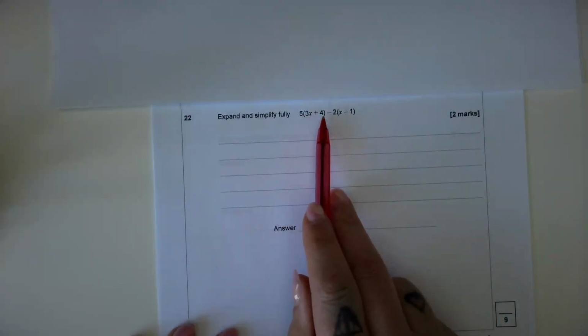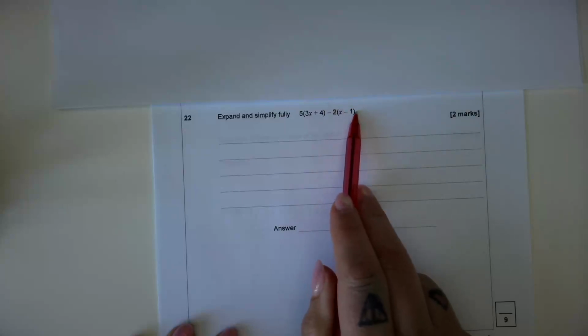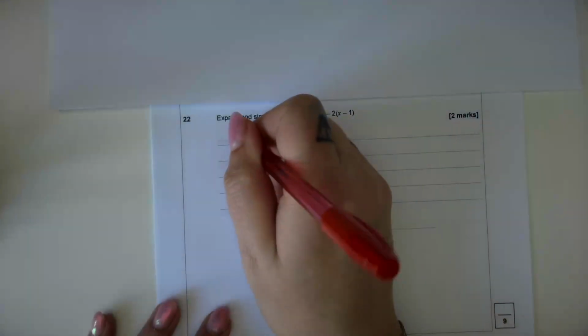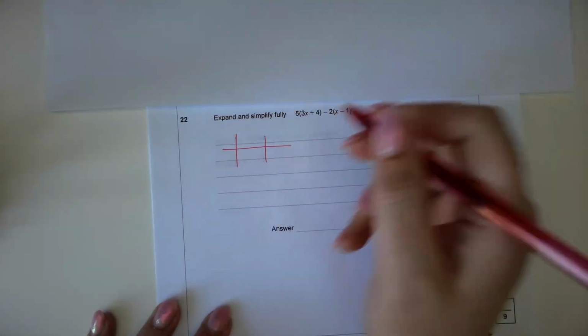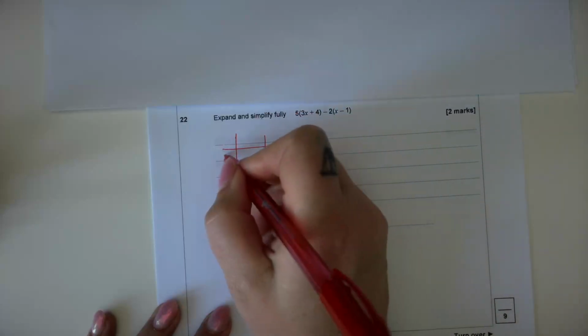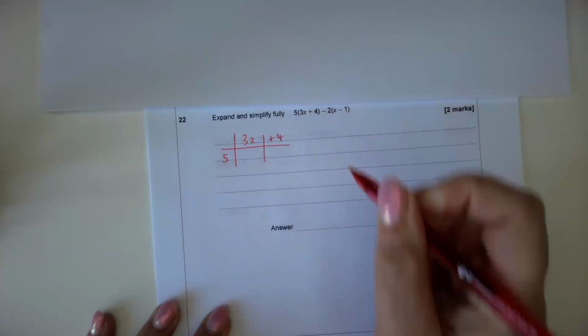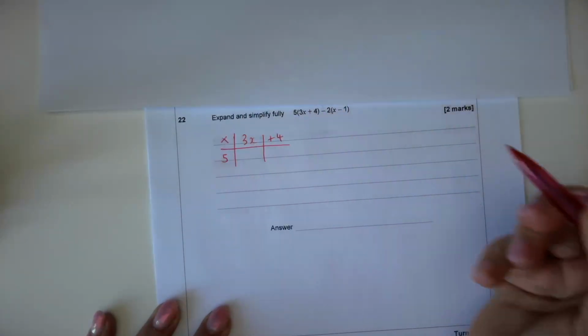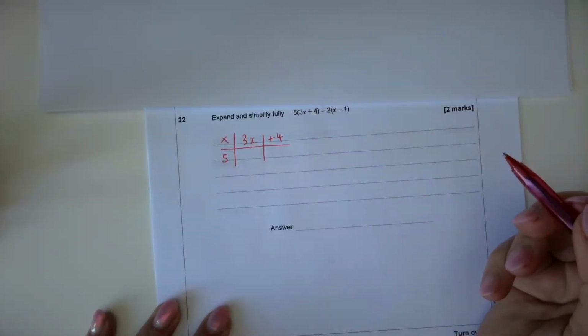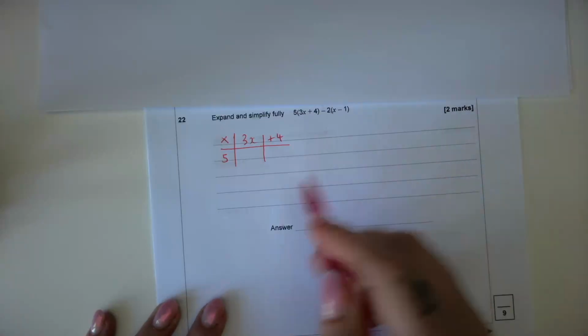Question 22. Expand and simplify fully. So I'm going to expand this bracket and then this bracket, and then I'm going to simplify the answers that I get. So I'm going to use the grid method to expand. You might use a different method, whichever method works for you. So the 5 goes on the outside, and then the brackets are 3x add 4. This is a multiplication grid. It's also known as the area model, so that might be something that you're used to hearing.